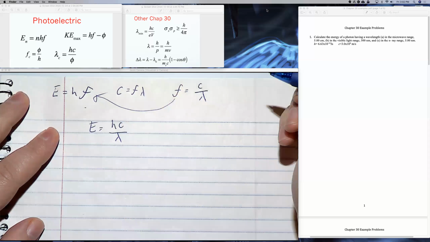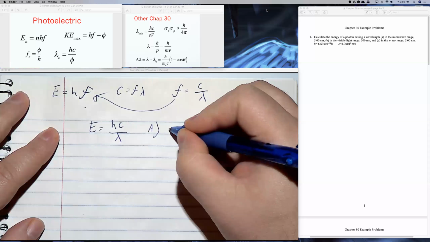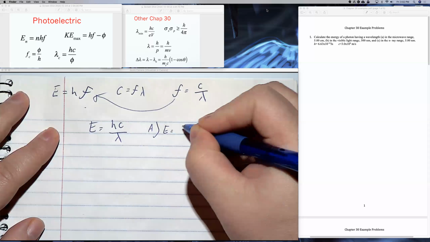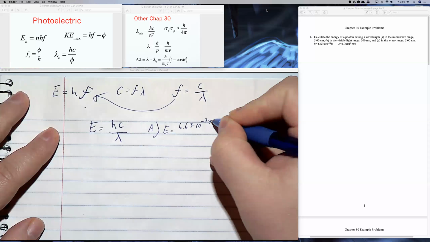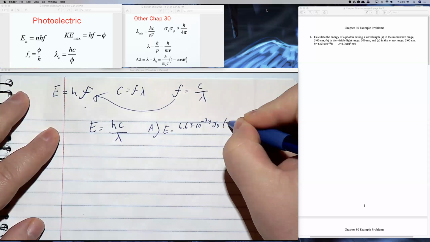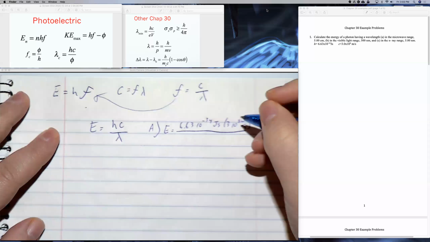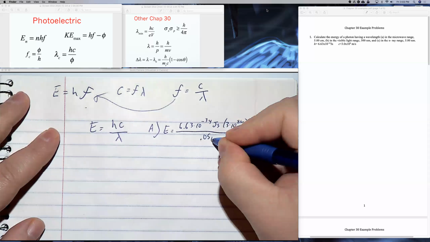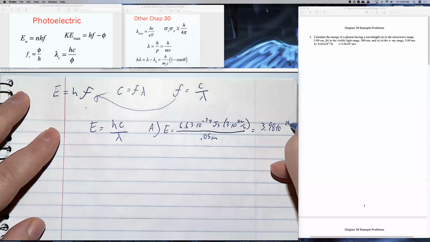And if I want to find these energies, I'll just plug in. For A, it'll be 6.63 times 10 to the negative 34th joule seconds times 3 times 10 to the 8th meters per second. And this one was 5 centimeters, so 0.05 meters, which would be 3.98 times 10 to the negative 24 joules.